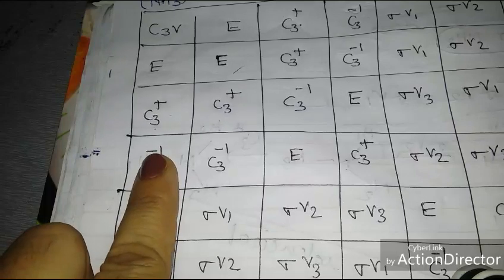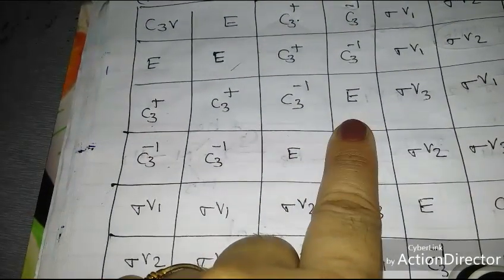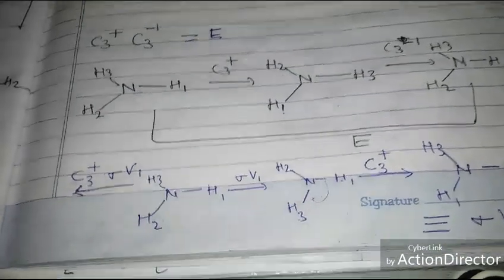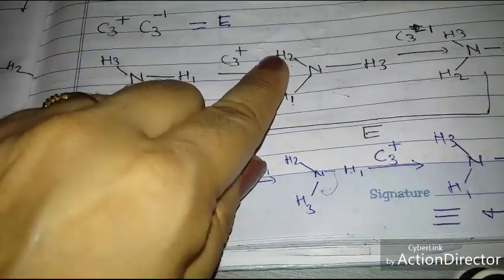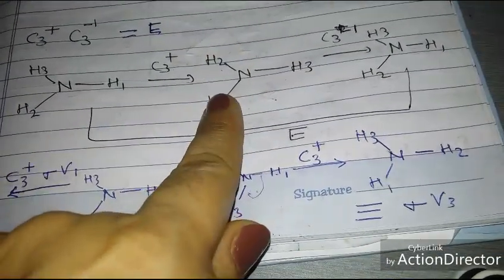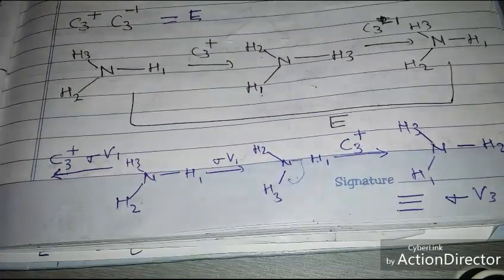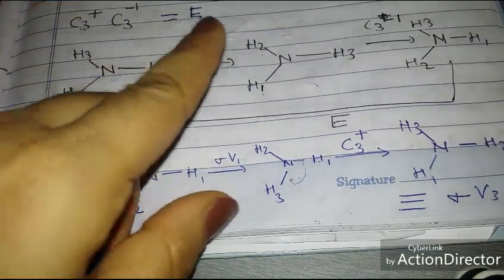Now C3 plus and C3 minus, it is giving you E. Let us find out how you get this. This is the ammonia molecule. C3 rotation you are giving, they will interchange their position. You are getting this, and then again give reverse rotation. So this will come here, this will come here. You will get this molecule. Okay, so this is nothing but similar to this only. So that is E. That is why in the multiplication table I have written E.